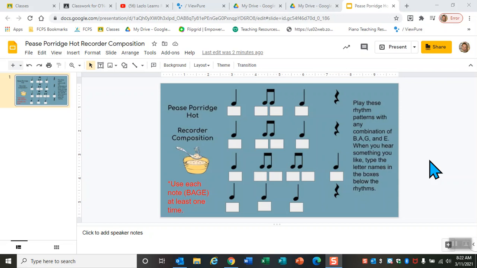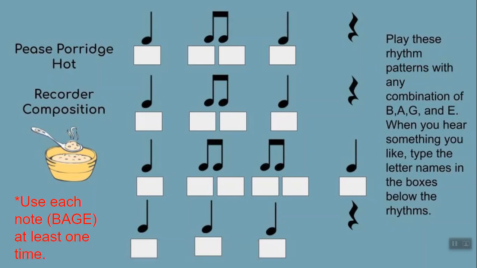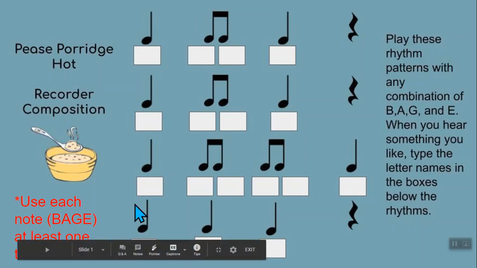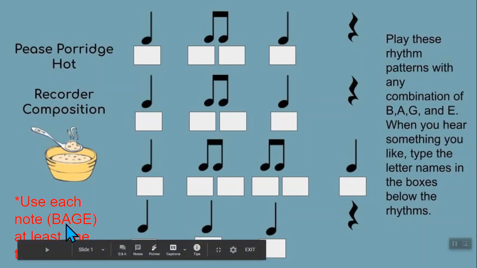Here's what we're doing today. We're doing a Pease Porridge Hot composition, okay? So you guys remember this from first grade or kindergarten. It goes Pease Porridge Hot, Pease Porridge Cold, Pease Porridge in the Pot 9 days old. Okay, and here is the rhythm for that. So what you're going to do is you're going to improvise using the notes that we know, B, A, G, and E. Improvise means make it up as you go along.